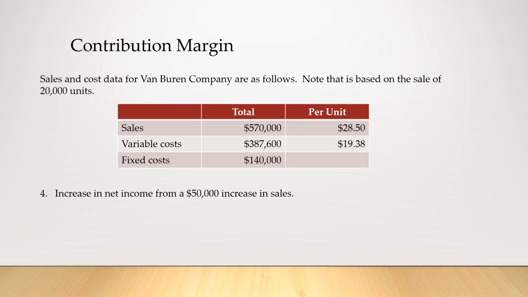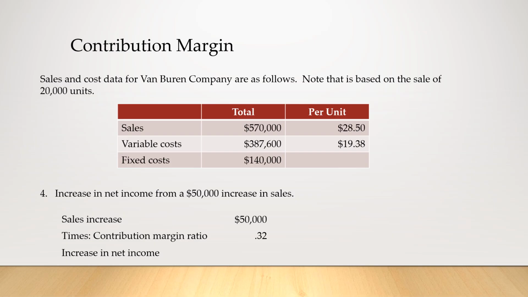Number 4, calculate the increase in net income that would result from a $50,000 increase in sales. The formula for determining the net income from a given sales increase is the sales increase in dollars multiplied by the contribution margin ratio. In this scenario, we would take the $50,000 sales increase and multiply it by 32%. This is the amount we calculated in point number 2. Net income would increase by $16,000.